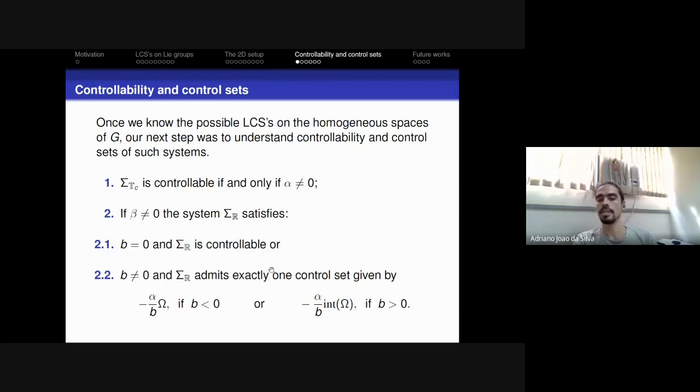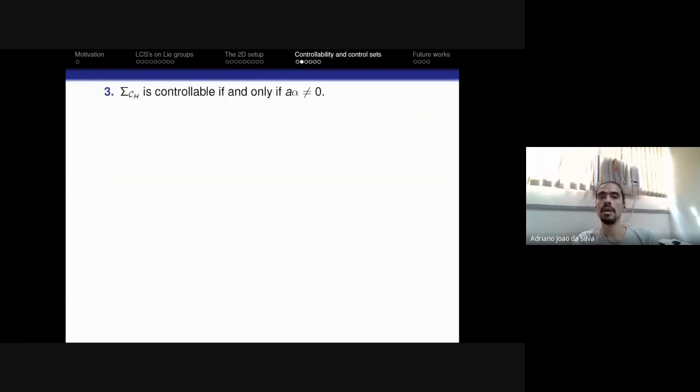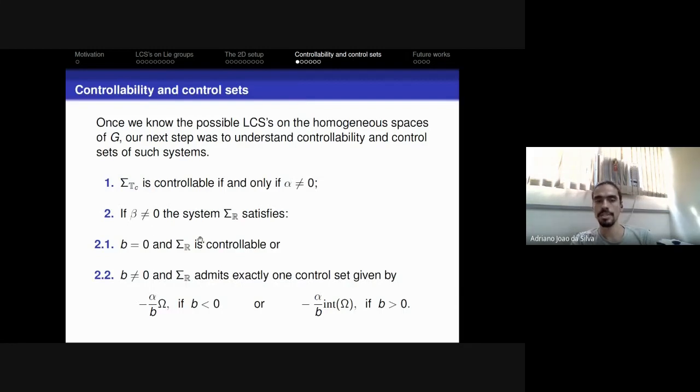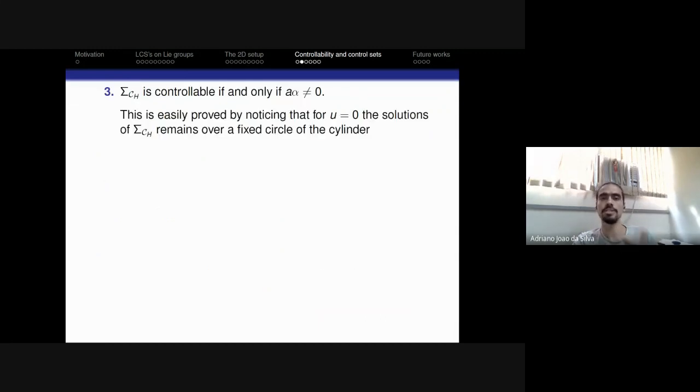So we have one control set that contains the identity here. That's also something that was expected. And in the horizontal case, just to comment on this condition, alpha not zero, beta not zero, they are related with the Lie algebra condition, okay? They are not a condition that just appears. They are basically the Lie algebra condition for the projected system. So in this case, on the horizontal cylinder, you have controllability if and only if alpha is not zero.